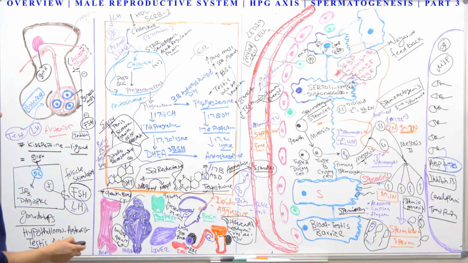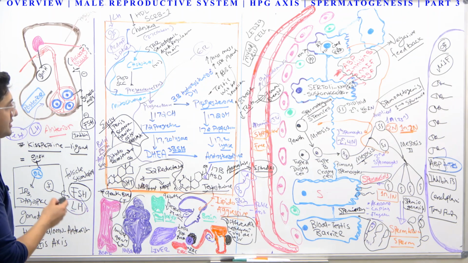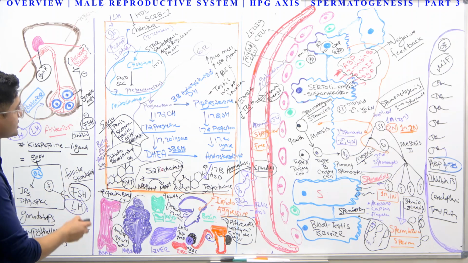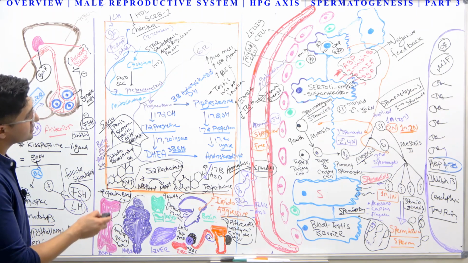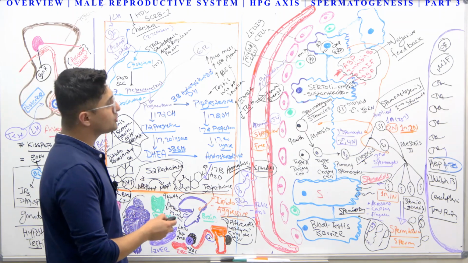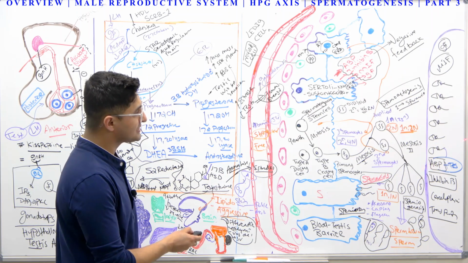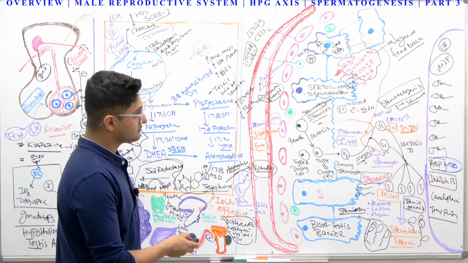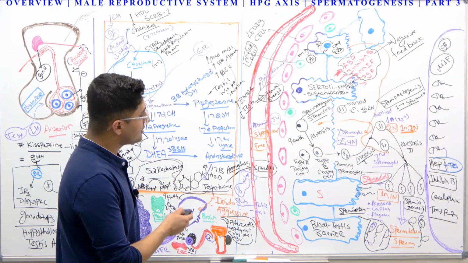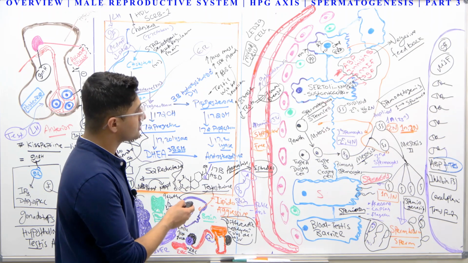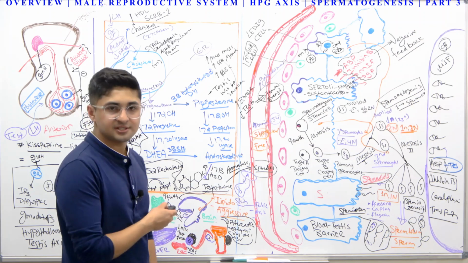FSH has receptors on the Sertoli cells, and LH has receptors on the Leydig cells, because LH works on the Leydig cells to make androgens, and FSH works on the Sertoli cells to make proteins, which are androgen binding protein, inhibin B, and also growth factors. The Sertoli cells are also very important for making these cytoplasmic bridges, because that creates the blood testis barrier.